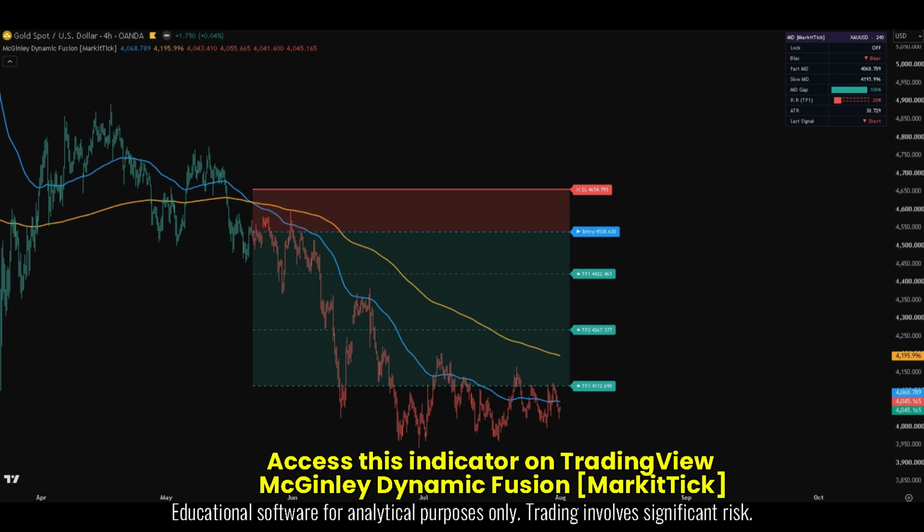Ever wonder how a moving average could adapt itself to volatility instead of lagging behind it? This breakdown covers the McGinley Dynamic Fusion, a dual timeframe adaptive smoothing system built for identifying shifts in trend equilibrium.